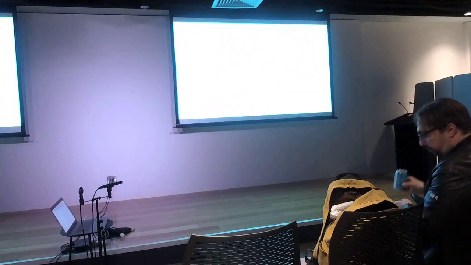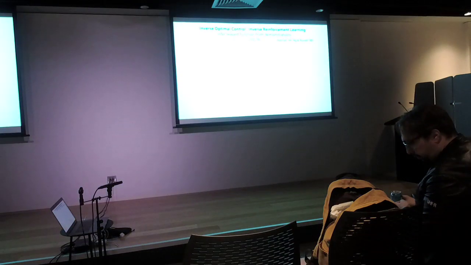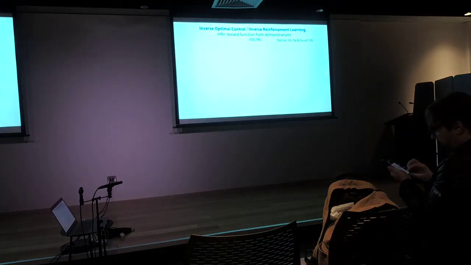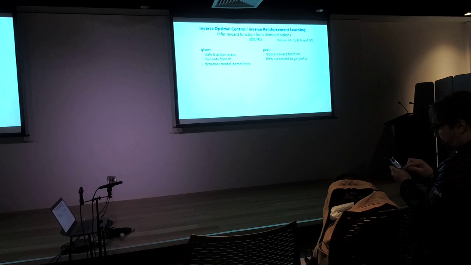Okay, so this is known as the problem of inverse reinforcement learning, or inverse optimal control. The goal is to infer the reward function given a set of demonstrations. More concretely, the input to the system is going to be some state and action space, rollouts from the expert policy, and sometimes a dynamics model. Then the goal is to recover the reward function underlying the expert demonstrations, basically the reward function that the expert was acting under, and then use that reward function to get a policy.